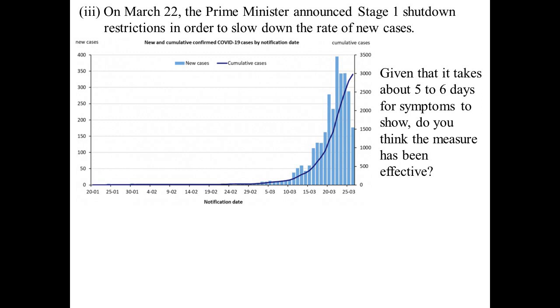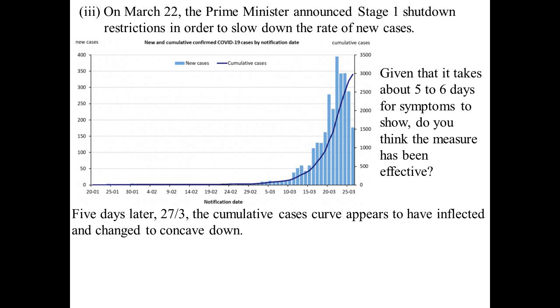Okay, well, 5 days later would be the 27th of March. Remember, March 22nd, it was announced. So if you look at the 27th, the cumulative cases curve appears to inflect. And that's what you're looking for, really, you want the inflection point, because it's going to change from concave up to concave down. Remember, I think what was the phrase they were using back then? They want to flatten the curve. Flatten the curve. That's what they talked about in society.